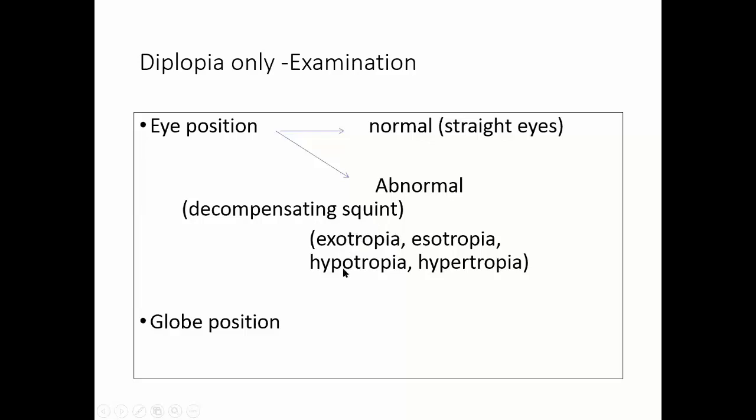I'll go into more detail in the next slide. Also sometimes nothing is abnormal, but you might notice that globe position is abnormal. When the globe position is abnormal, again the images are falling into the two eyes differently, so they can complain of diplopia.